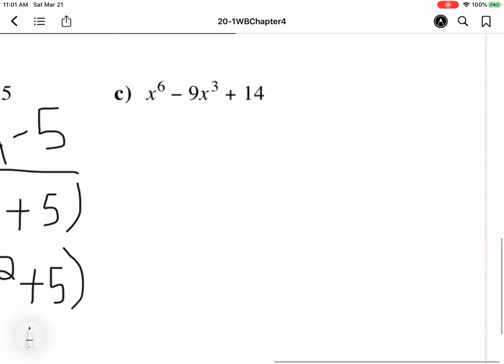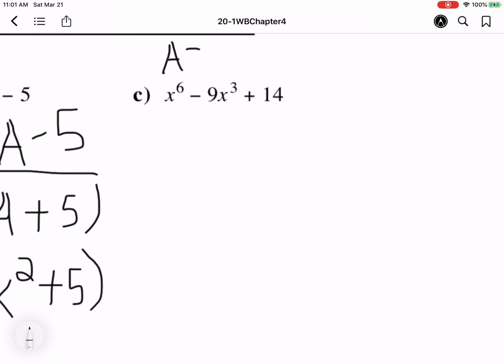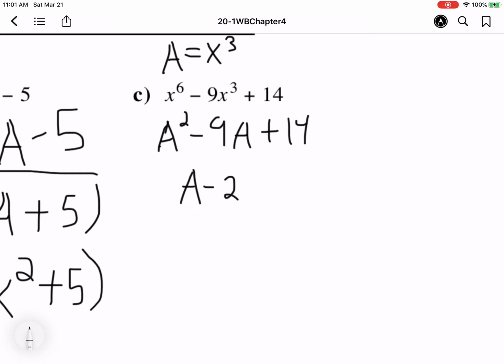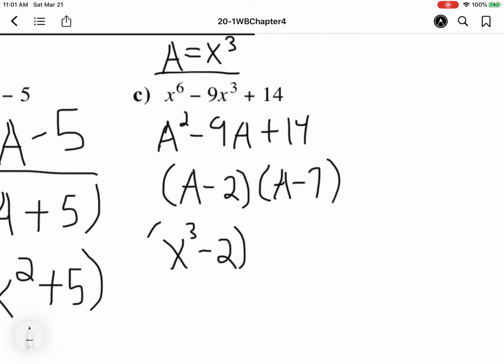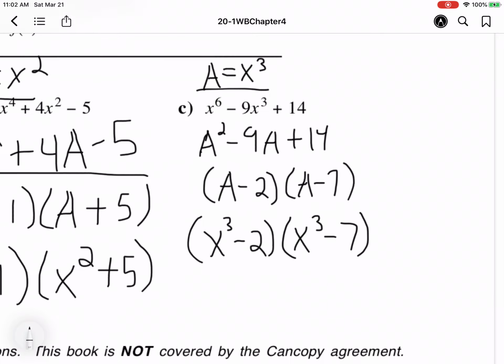We can do that for anything, even with cubed. We can say here that A equals x cubed. Since A equals x cubed, we can say this is A squared minus 9A plus 14. With that we can do inspection. Our numbers are -2 and -7, so it becomes A minus 2 and A minus 7. Then we put in our original value for what we substituted A in for. This is called the substitution method. And we come up with this. So that's what the first one looks like.